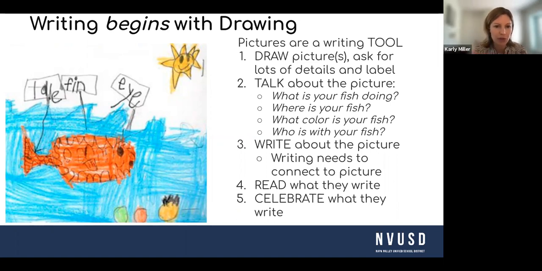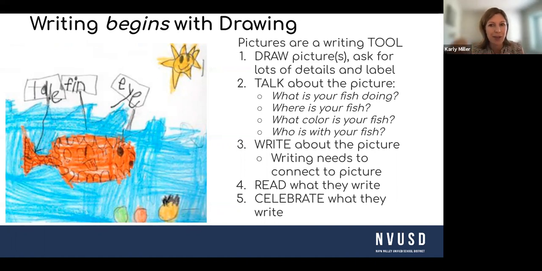So if a child first just draws the picture of the fish, well, where does the fish live? In the ocean. So let's draw the ocean. And what's the weather outside? Is it stormy or is it sunny? What's happening? And then the second piece you're going to do is you're going to talk about the picture.